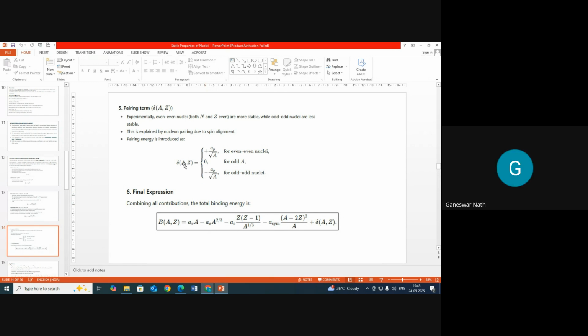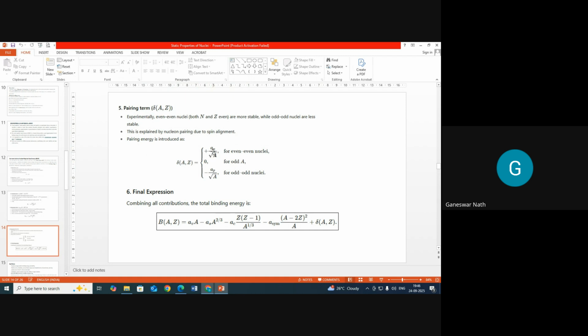So another term is the pairing term. Experimentally you can find that even nuclei are more stable while odd nuclei are less stable. This is explained by nucleon pairing due to spin alignment. The pairing energy is included as delta A, Z, and this term you have to remember, but its derivation is not required. You only have to derive the semi-empirical mass formula, and with the contribution of each term, derive the expression for the semi-empirical formula.